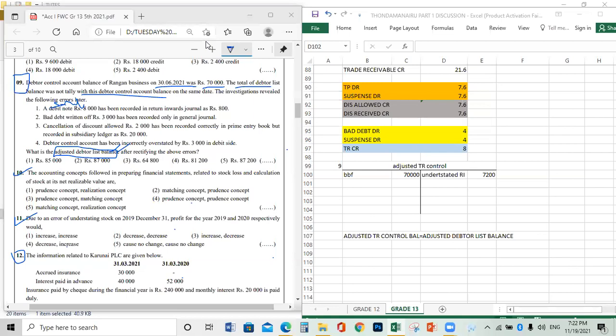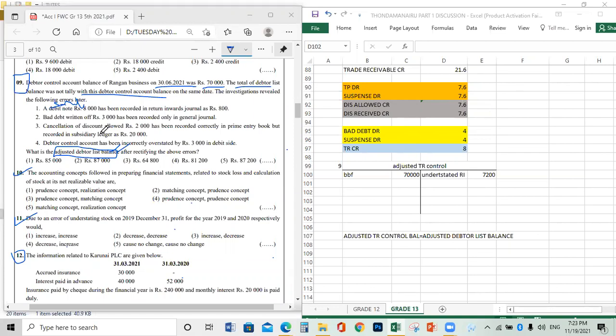They only recorded in the general journal, which means you haven't updated your individual accounts. That's why the trade receivable control account has no problem. Remember, the prime entry book total, from the prime entry book only you take it to the control account. Yes, only the list balance will be wrong then. Now, guys, go to the next one.